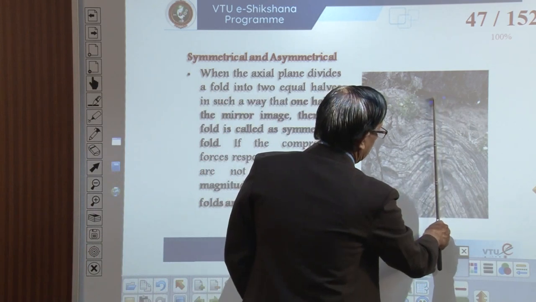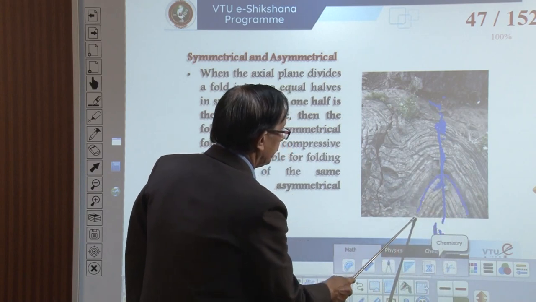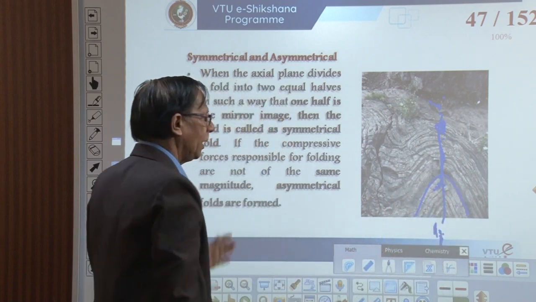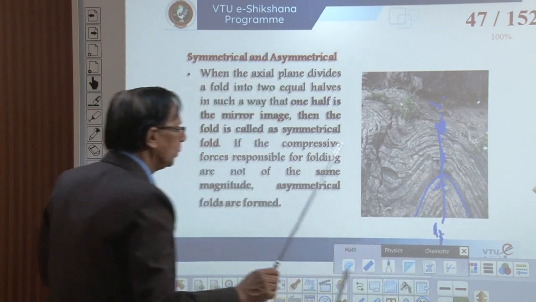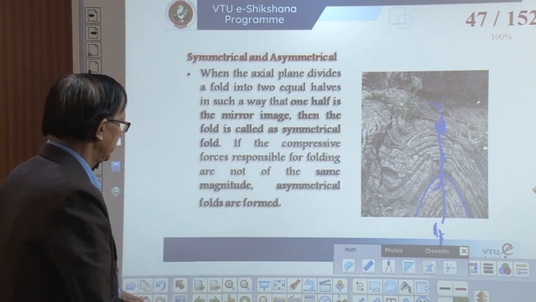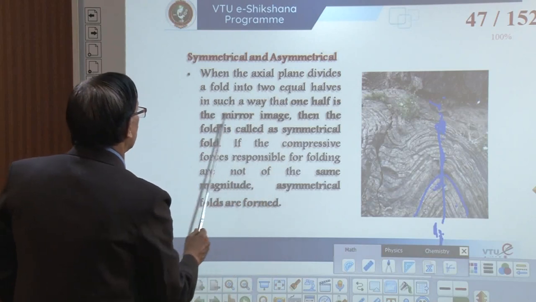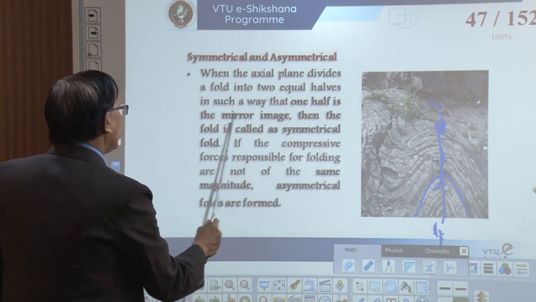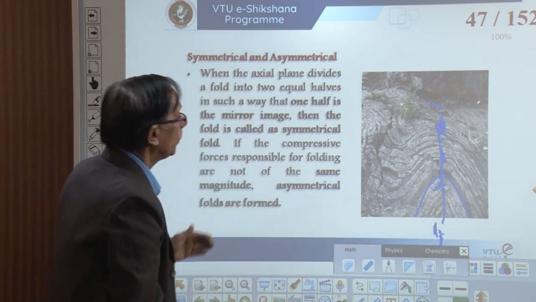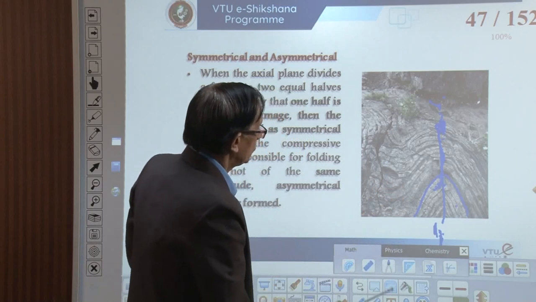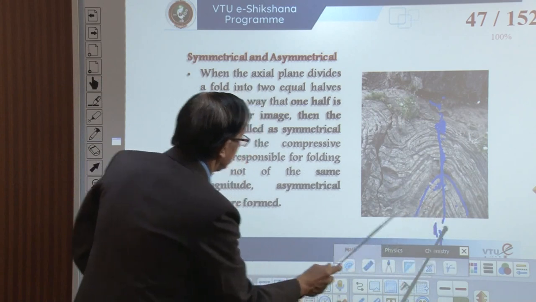If I can divide the fold into two equal parts, now this part and this part, they are mirror images of each other. If I divide this part and this part, they look similar, like a mirror image of the other. They are symmetrical. When the axial plane divides the fold into two equal halves such that one half is the mirror image of the other, then this fold is called symmetrical. But it is not necessarily so everywhere. They may become asymmetrical if this is not the case.